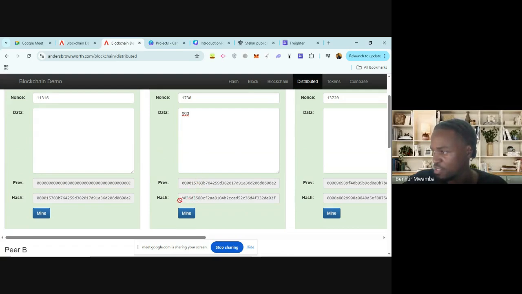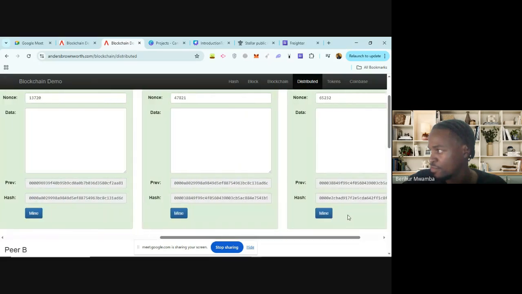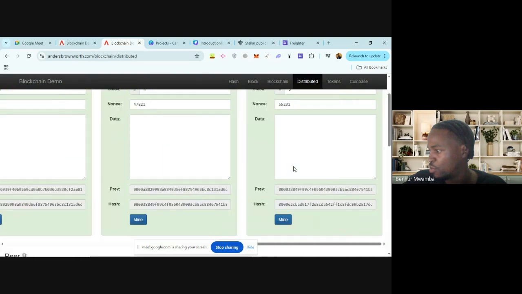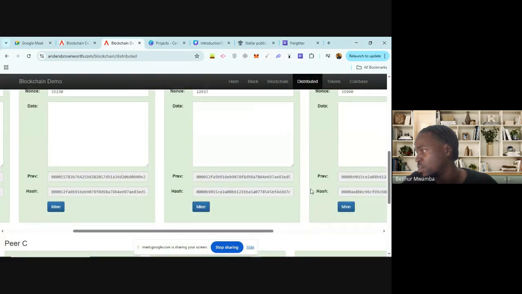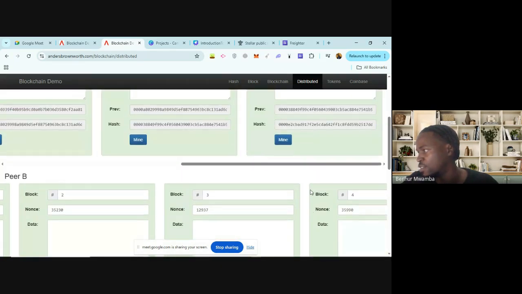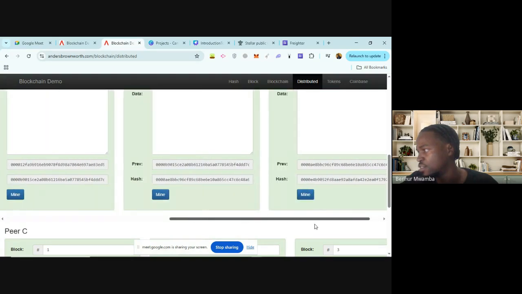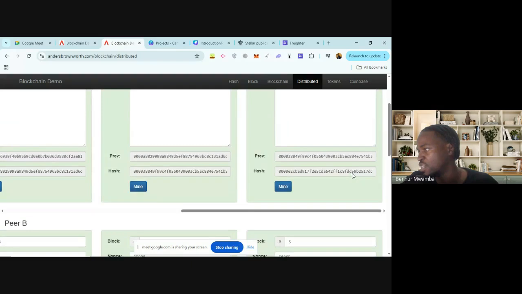Let's look at this hash here. Let's go to block number 5. The hash is 00E2. And let's go to 5 here. Yes, hash.